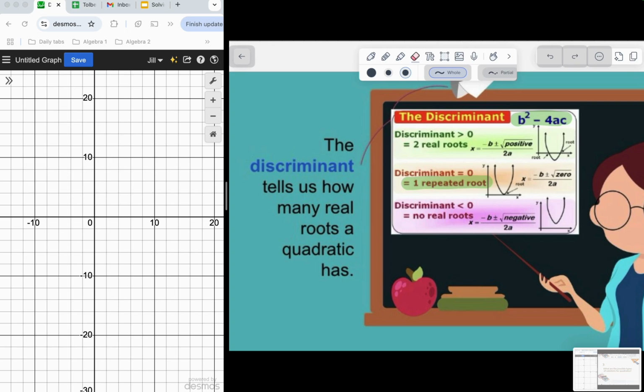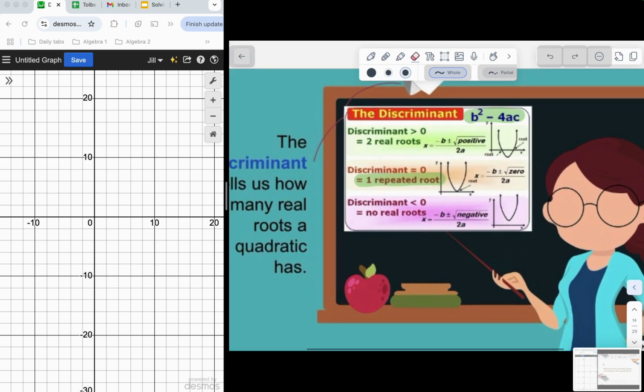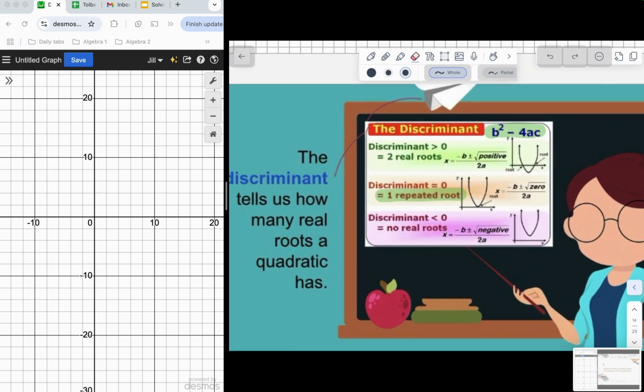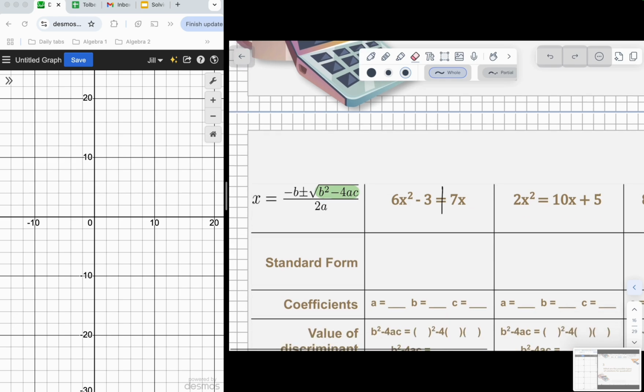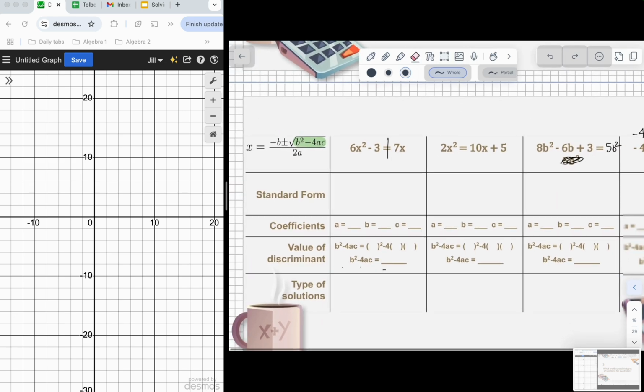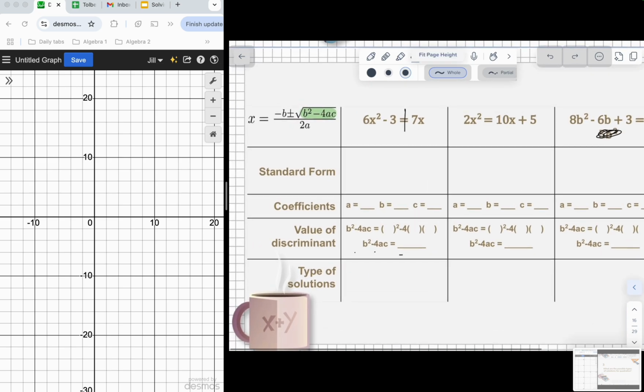And here's the situation with all the discriminants. And again, the discriminant is the part underneath the radical in the quadratic formula. So it's that b squared minus 4ac. And so we're going to work through a couple of examples here, 4 examples actually, one of each type, so that you can kind of see how that plays out.